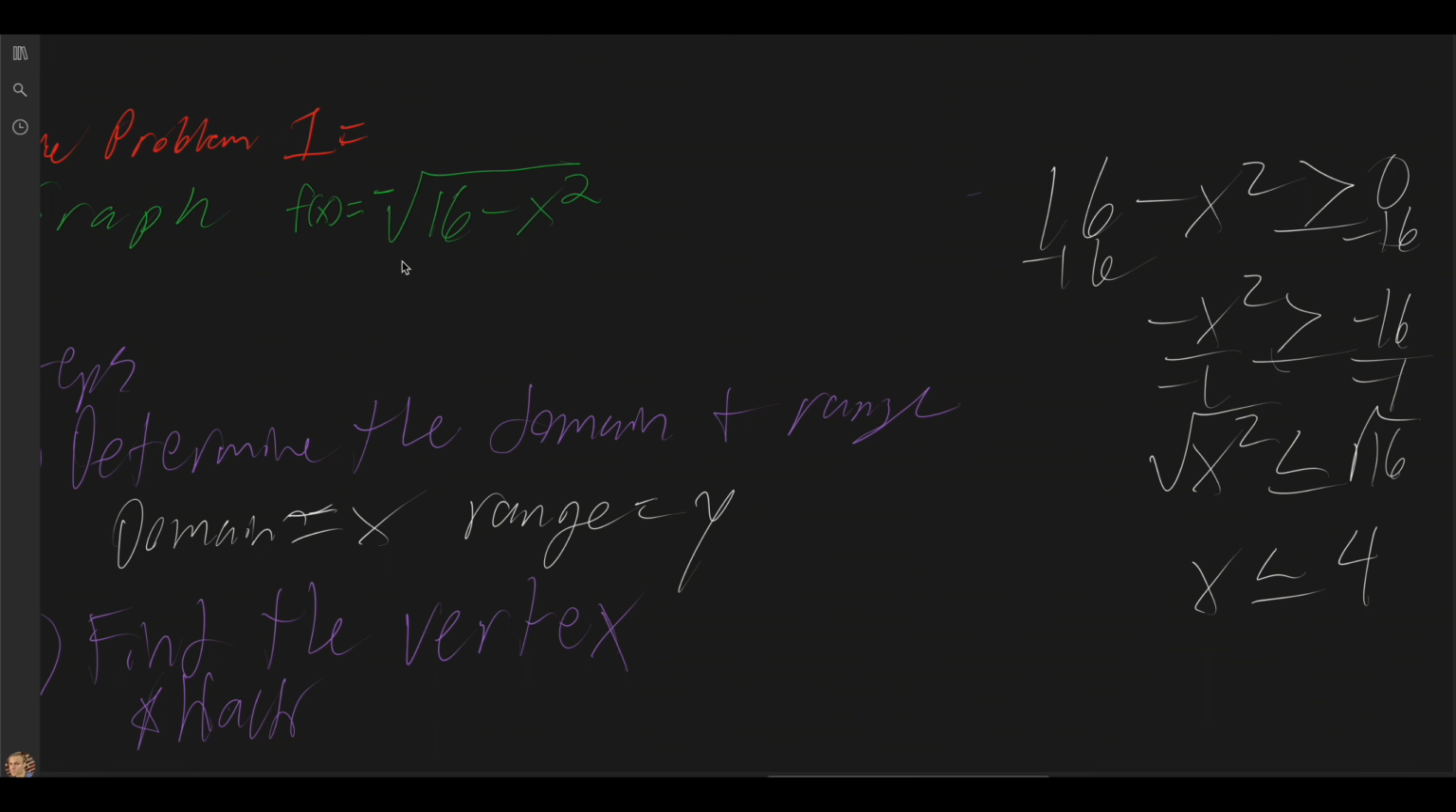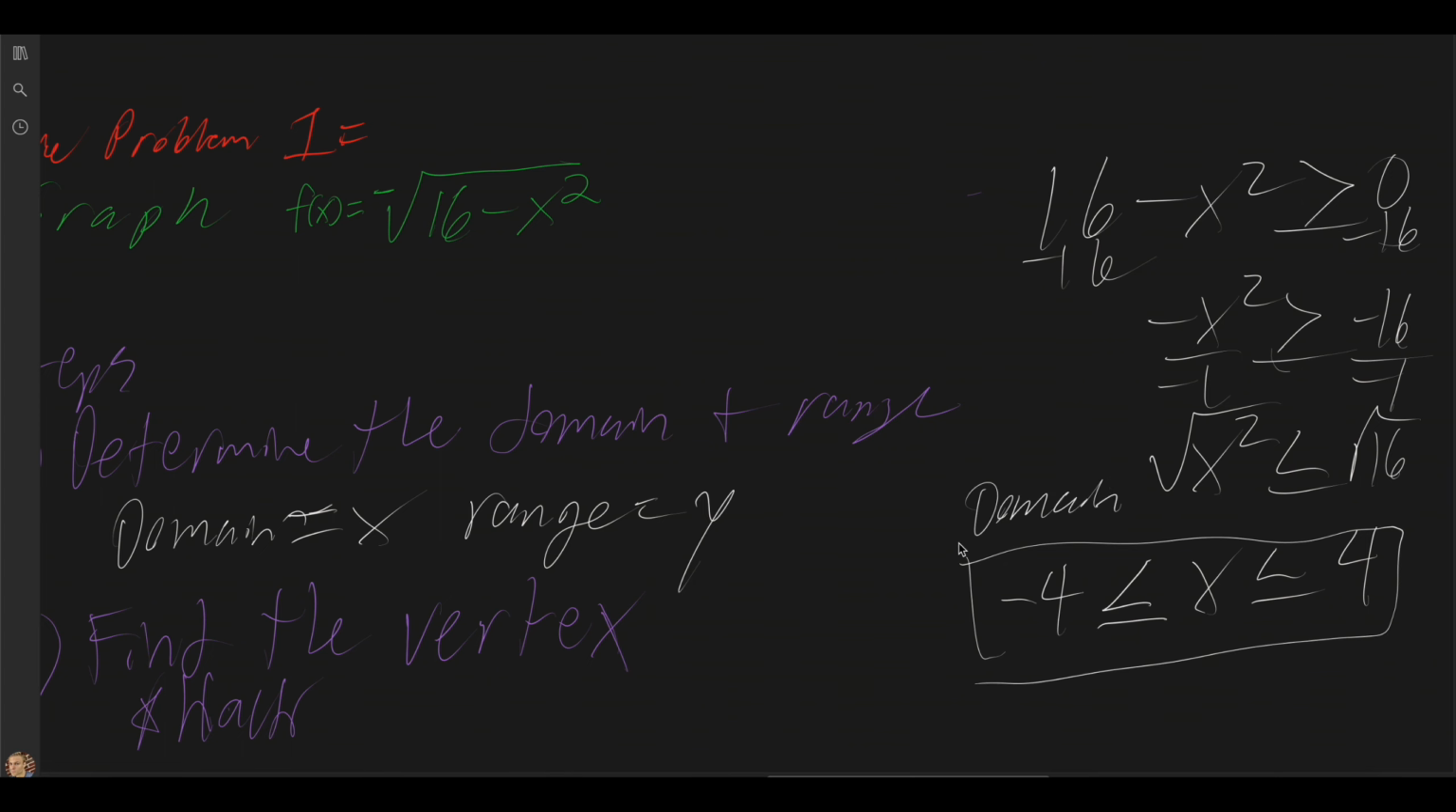And since we're dealing with the semicircle altogether, since we have an x squared inside of a square root, we can actually already attest that we would have a negative 4 over here. So this would be our domain.